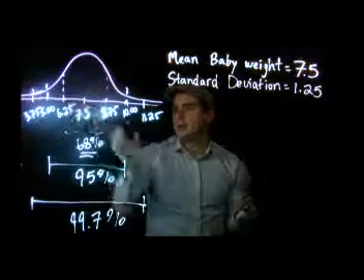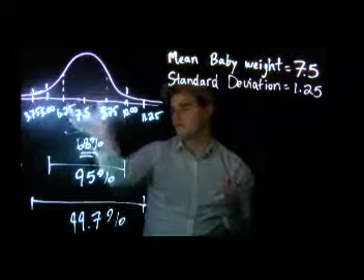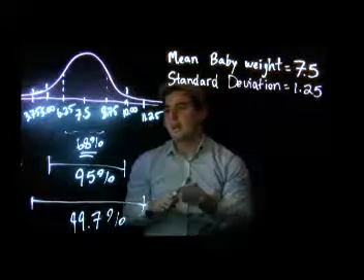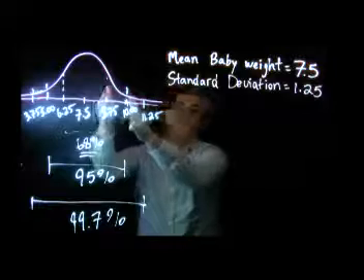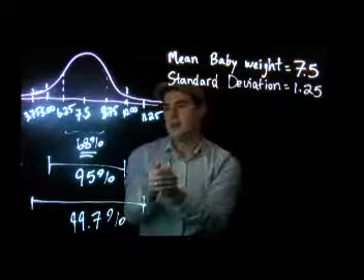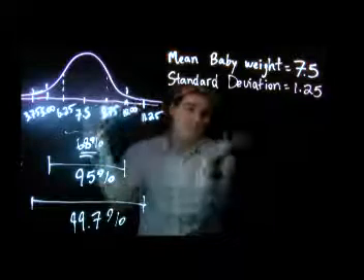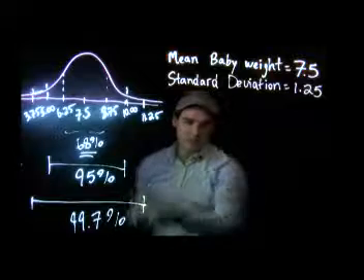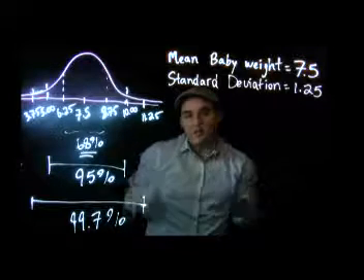The other neat thing about this is an extension. These are some probabilities we know, so between 6.25 and 8.75 we have 68%. We can also find out what percent is between 8.75 and 10, or what percent is bigger than 10, or what percent is bigger than 8.75. We can find out all of these things just by knowing these three numbers. And so that's the magic of the normal distribution.